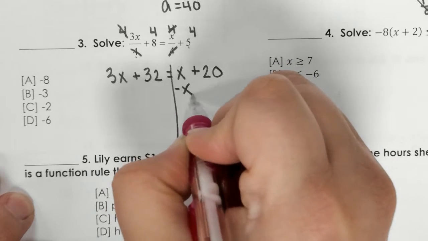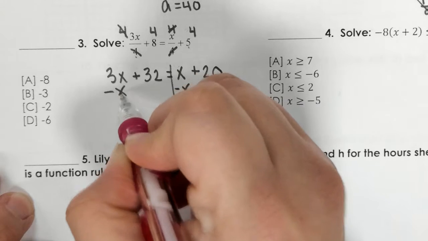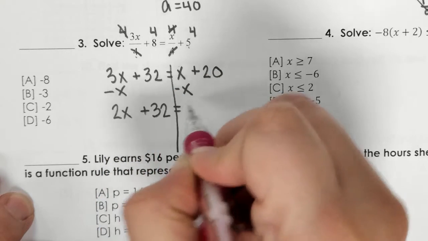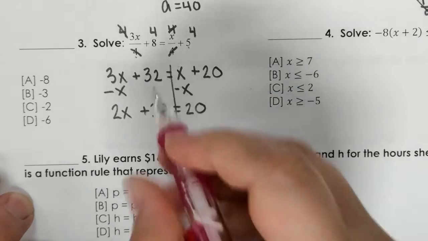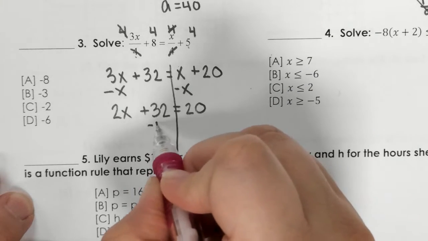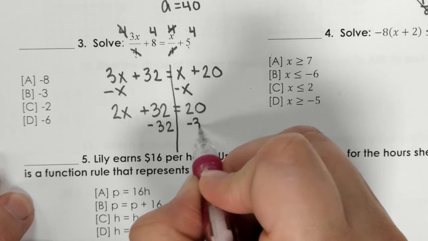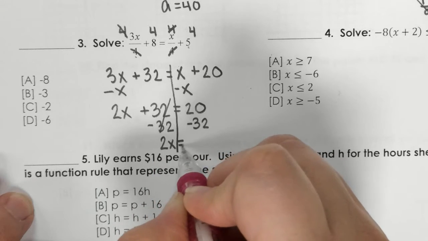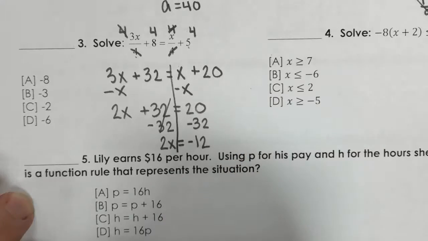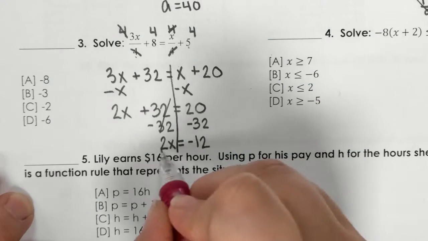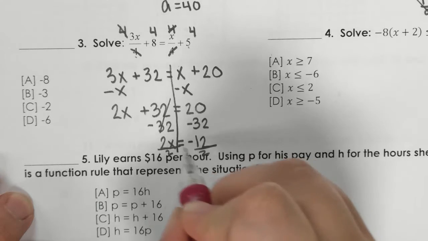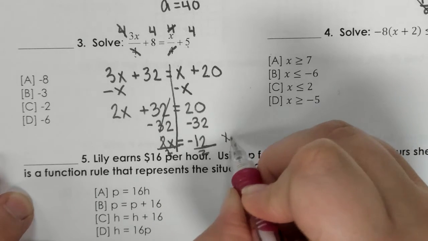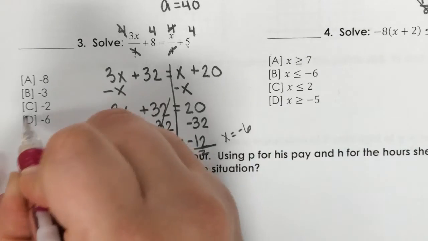Now we subtract x from both sides, and 3x minus x is 2x. To get the 2x by itself, we want to subtract 32. So 2x equals negative 12. Then our last step is to divide by 2. And negative 12 divided by 2 should be negative 6, which is D.